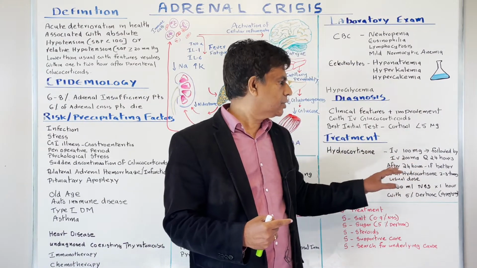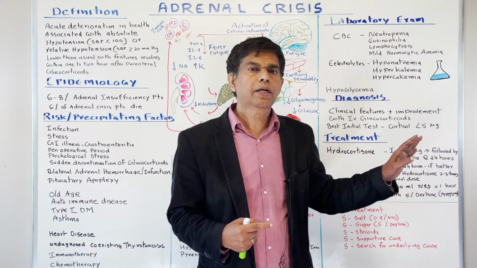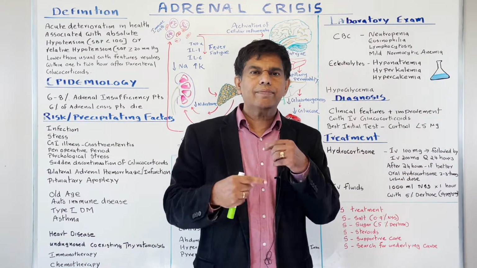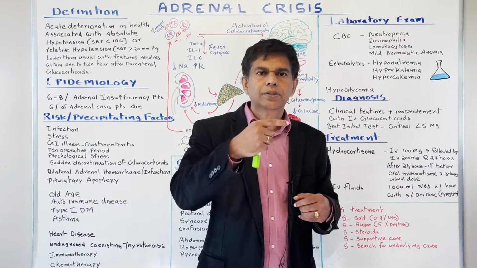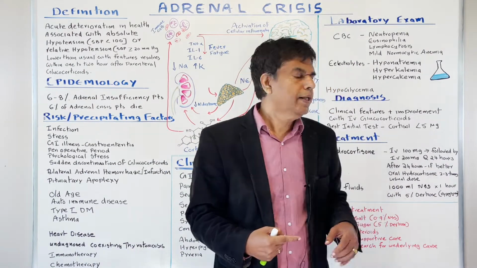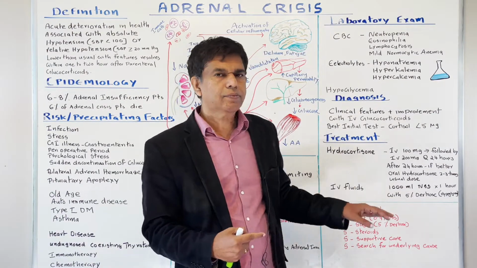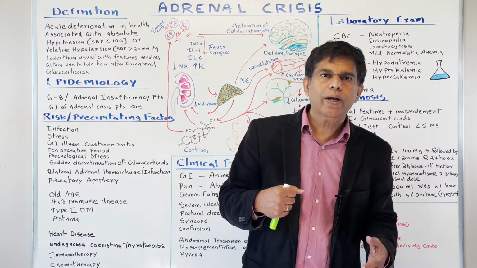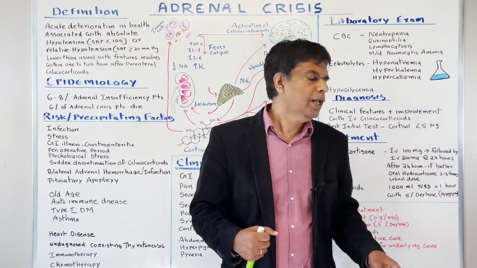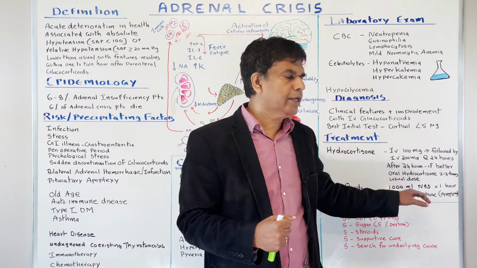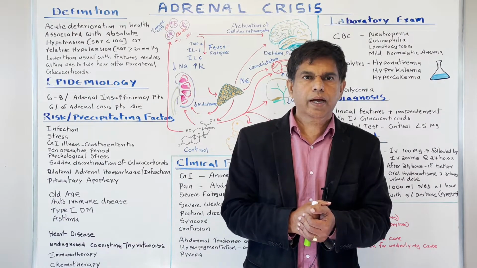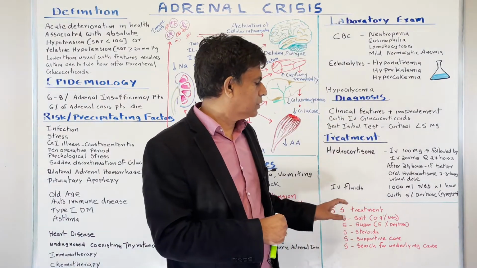Let's say the patient is getting better after 24 hours, you can convert it into oral hydrocortisone, which is whatever they were taking, you give like 2 to 3 times higher dose, okay? Now, IV fluids, you start with giving a bolus, 1,000 ml of normal saline first. You should also give 5% dextrose, especially if there's hypoglycemia. Got it? Okay.